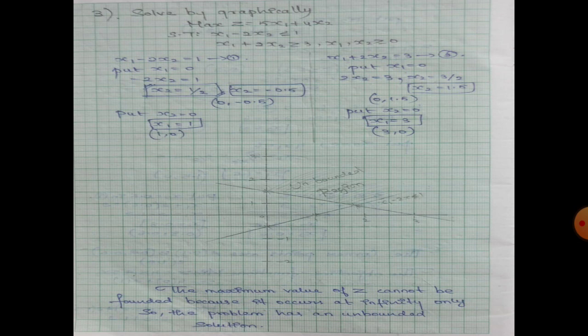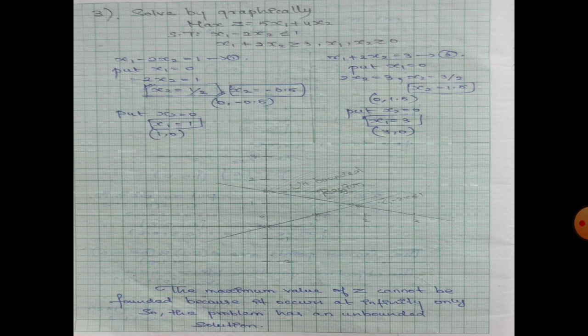So, for the first constraint x1 minus 2x2 is less than or equal to 1 means the region below the line. x1 plus x2 is greater than or equal to 3 means the region above the line. So, the common portion is not there. So, this is the example for unbounded region.